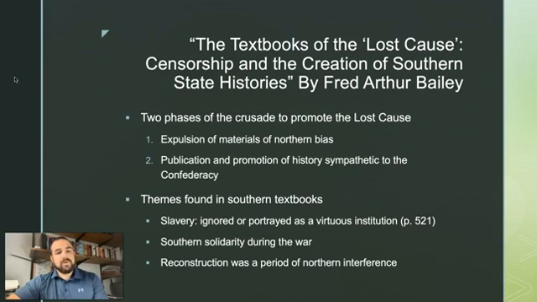Themes found in Southern textbooks, according to Bailey: slavery. Slavery might be ignored or portrayed as a benevolent and virtuous institution. He also looks into Southern solidarity during the war, how this was a united war effort, according to the Southern textbooks that were written in the late 19th century. And then he's going to see how Reconstruction was a period of Northern interference. That's how that period is portrayed in these Southern textbooks as well.